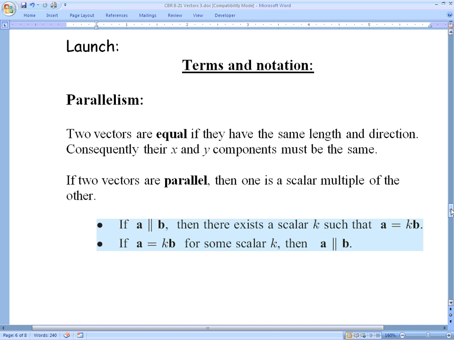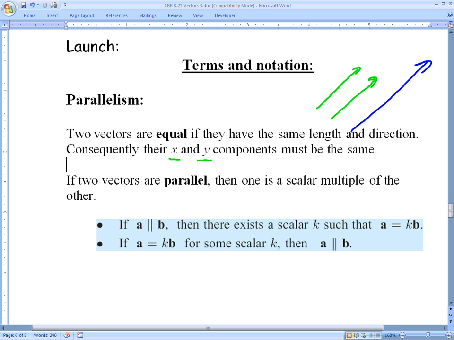The last part of our lesson, we're going to look at parallelism. In order for vectors to be parallel, they go in the same direction. They don't have to be equal. Again, equal vectors have components that must be the same. Their x and y components must be exactly the same. And so to visually represent that, if two vectors are equal, they're going in both the same direction and they have the same magnitude or visual length. But if they're parallel, then one's a scalar of the other, meaning they're going in the same direction, but they don't have to be the same length.